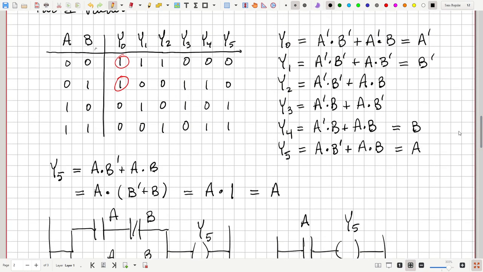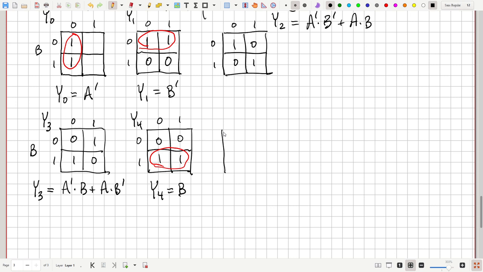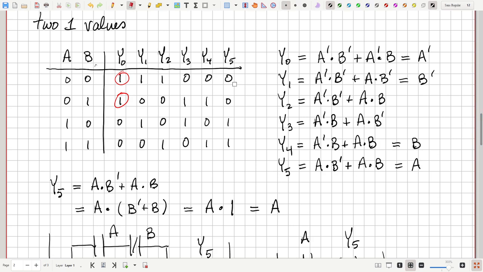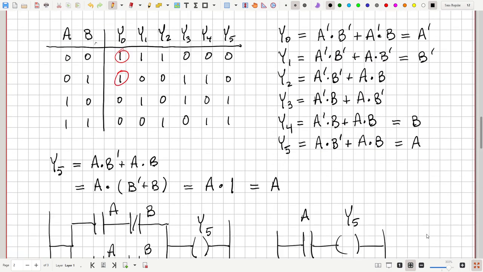And then finally, for y5, which is 0011, zero, one, zero, one, and this is A and this is B. So what did we say y5 was? 0011. Okay, and we can see in that case, we get a column. And that column corresponds to A is equal to 1. Whenever A is equal to 1, y5 is equal to 1. So y5 is just equal to A. And again, that's what we found up here with factoring.